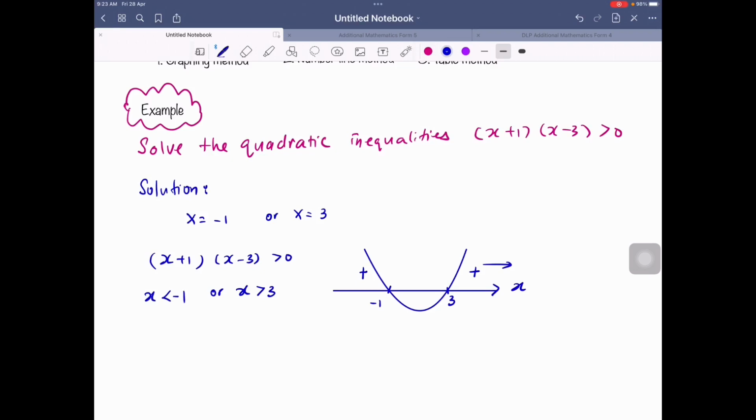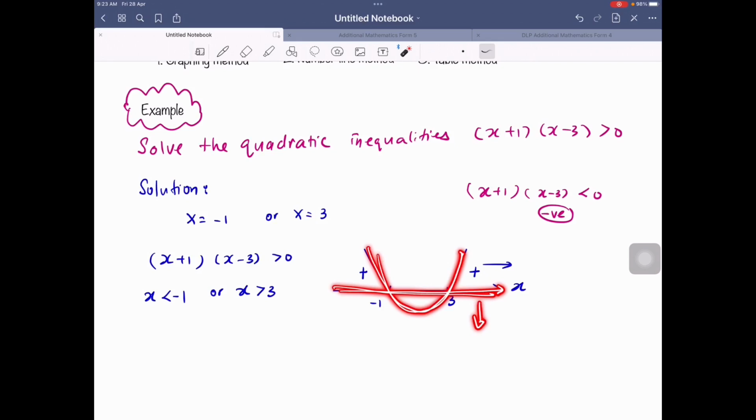If I want to solve the quadratic inequality (x + 1)(x - 3) < 0, it means we are going to get the negative area. The negative area is located between the graph and the x-axis, below the x-axis. Okay, this is the negative area. To solve this one, x will be in between negative 1 and 3. So these are the two different situations for solving the quadratic inequalities by using the graphing method.